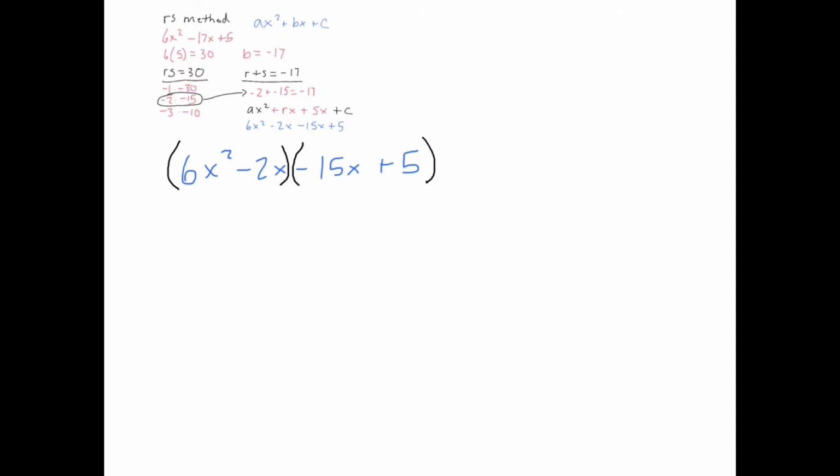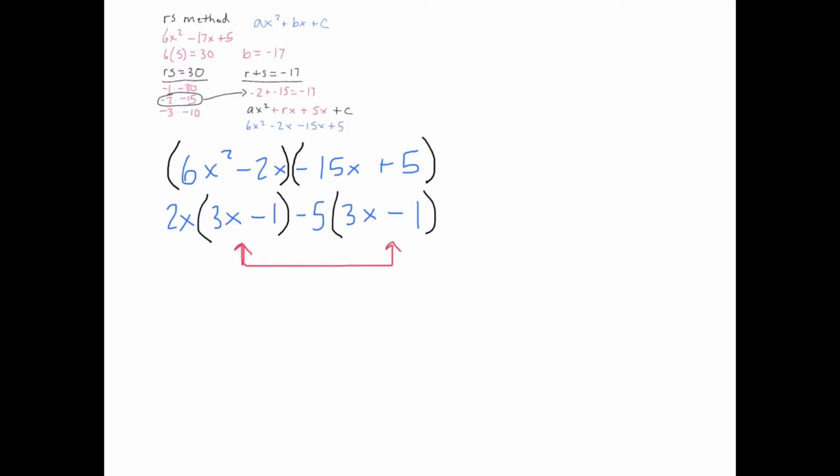Now we want to factor something out of each of these. If we look at our first term, we can factor out a 2x. So we get 2x times 3x minus 1. For our second term, we can factor out a negative 5, which leaves us with a positive 3x, and factoring a negative 5 out of a positive 5 leaves us with a negative 1. And as you can see, this term in both of these is exactly the same.